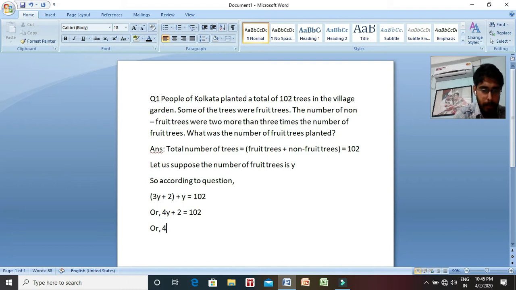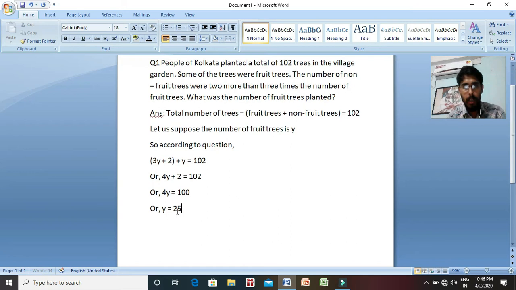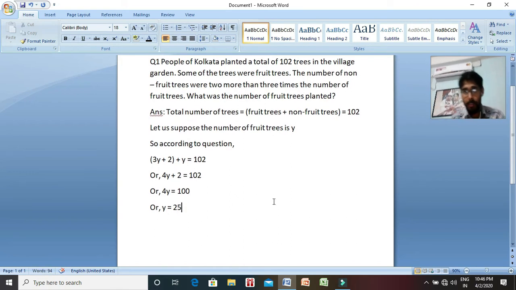So 4y equals 100, because 102 minus 2 is 100, or y equals 25. This is the answer for the number of fruit trees that need to be planted. Okay, so that is the first question which we have answered.